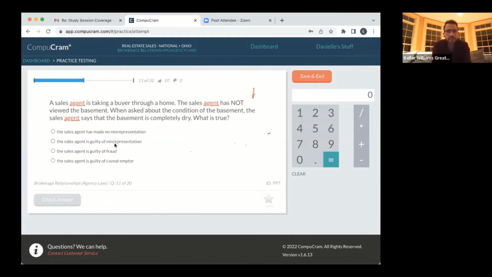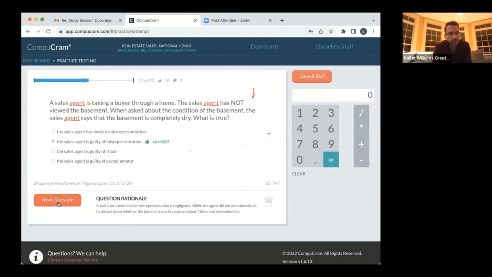Let's keep moving here. A sales agent is taking a buyer through a home. The sales agent has not viewed the basement. When asked about the condition of the basement, the sales agent says that the basement is completely dry. What is true? A, the sales agent has made no misrepresentation. B, the sales agent is guilty of misrepresentation. C, the agent is guilty of fraud. Or D, the sales agent is guilty of caveat emptor. B is correct.